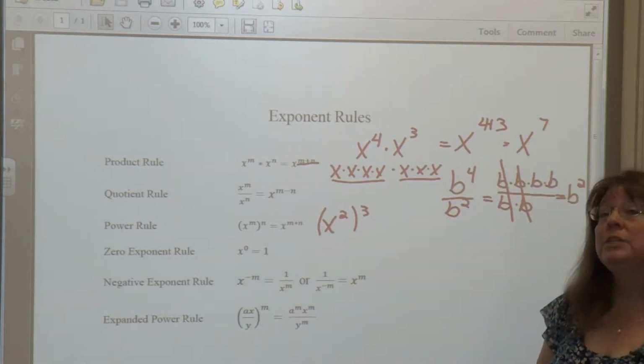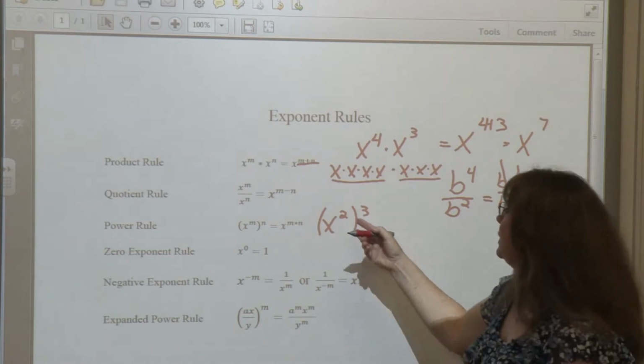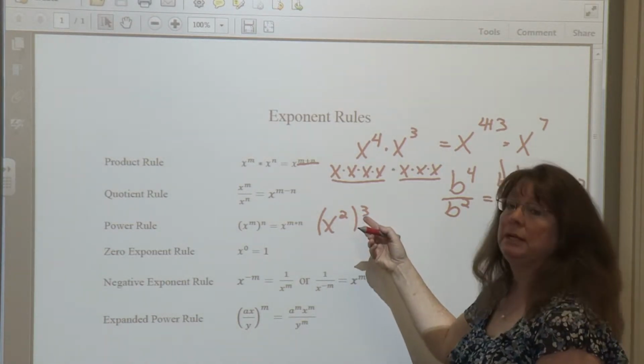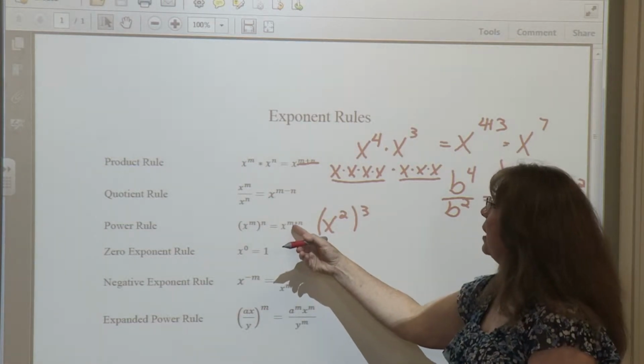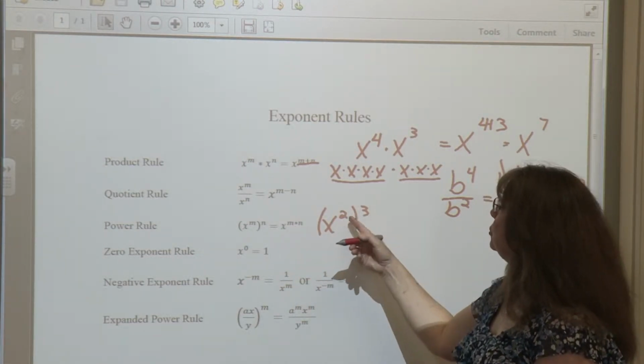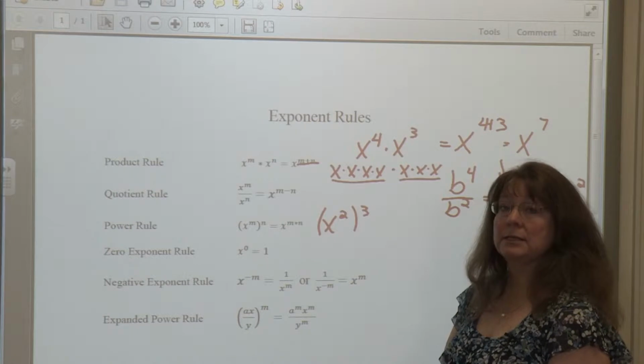For the power rule, we just have a single base this time. It's being taken to a power, and then the whole group is taken to a power. Now again, the rule says you can multiply your two powers together. 2 times 3 should give me x to the 6th.